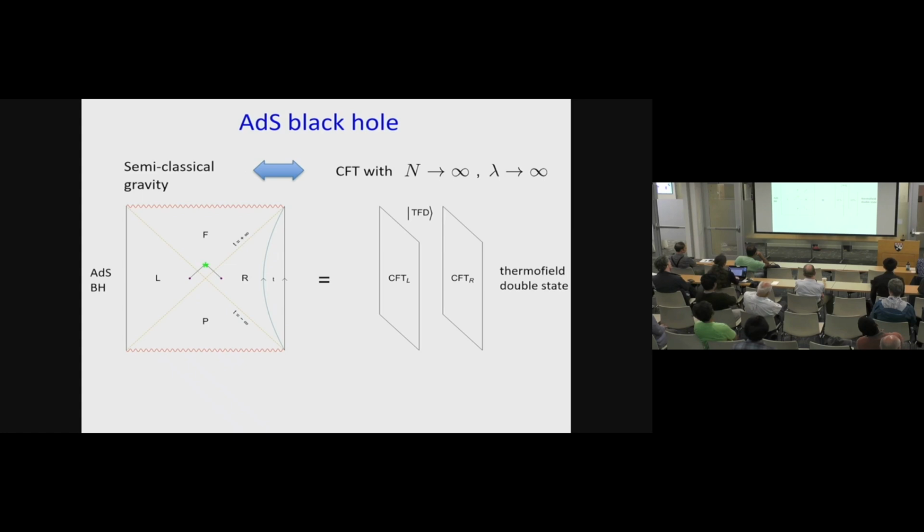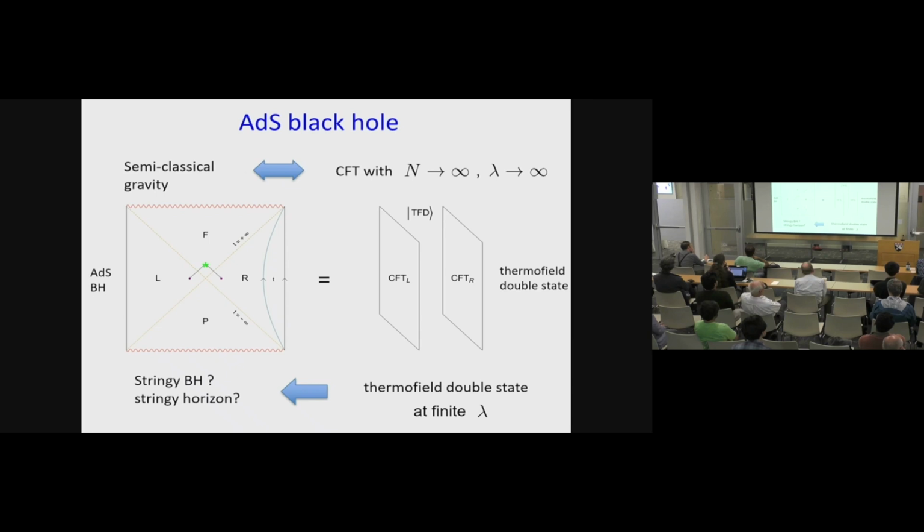But now, to understand a stringy black hole, we can consider these two copies of the CFT in the thermal field double state at finite lambda, because finite lambda corresponds to the stringy regime. Then you can ask whether there is still a black hole on the gravity side, and if yes, whether we can define a stringy horizon. This sounds like a wonderful idea, but it is actually a rather trivial idea, which people came up with immediately after the discovery of the AdS/CFT duality. But you haven't seen any paper claiming they have fully described the stringy black hole or stringy horizon.